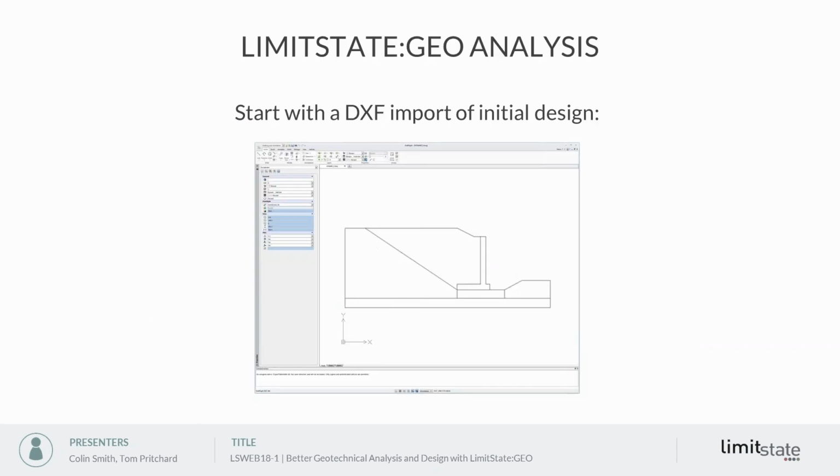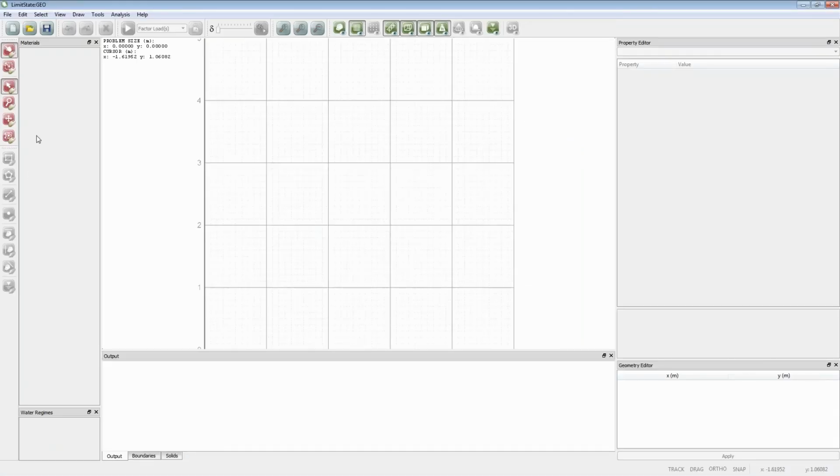But we're going to look at how to solve that with LimitState GEO. So what we can do is start with a DXF import of the initial design geometry. So what I'm going to do is jump to the software at this point and go through that process.